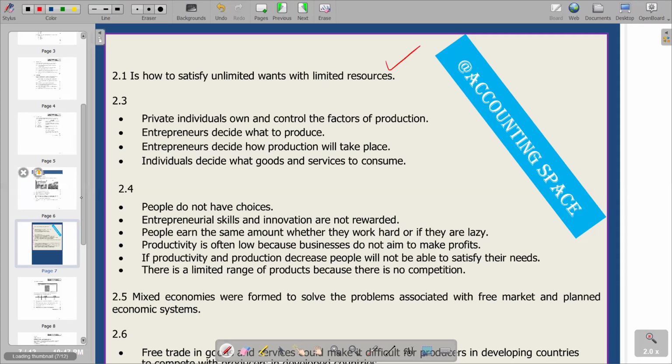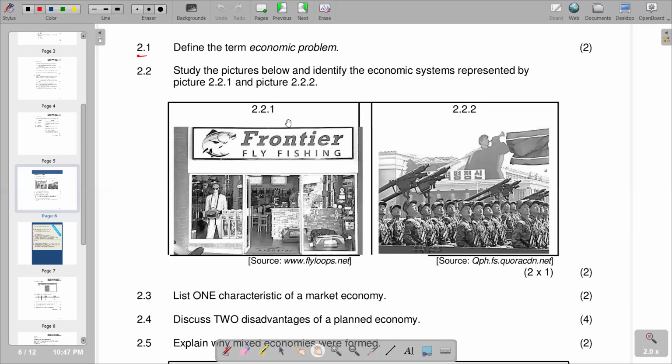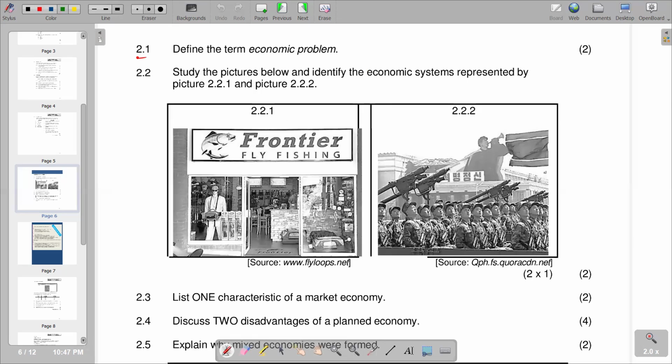Going to the next part of our question: study the pictures below and identify the economic systems represented by picture 2.2.1 and picture 2.2.2. We are given two pictures, and we start with 2.2.1, which shows a shop selling fried fish. This is obviously a privately owned business, as you can see from the title of the shop, where it's written Francia. When we have private ownership of businesses in the economy, we call it the market economy.